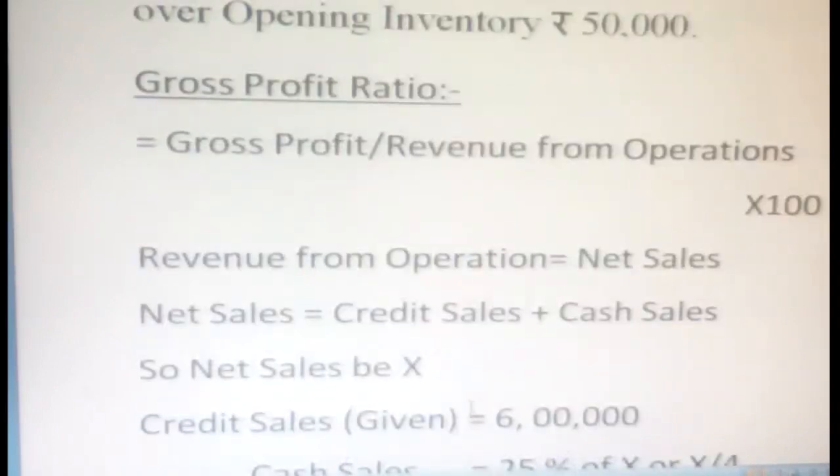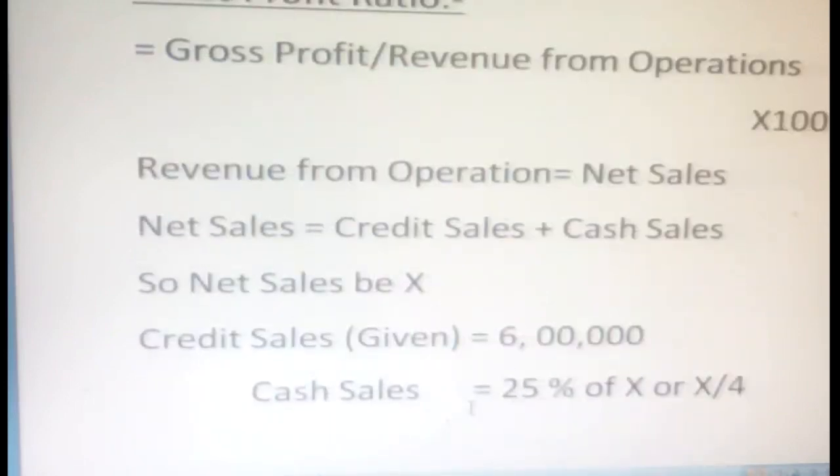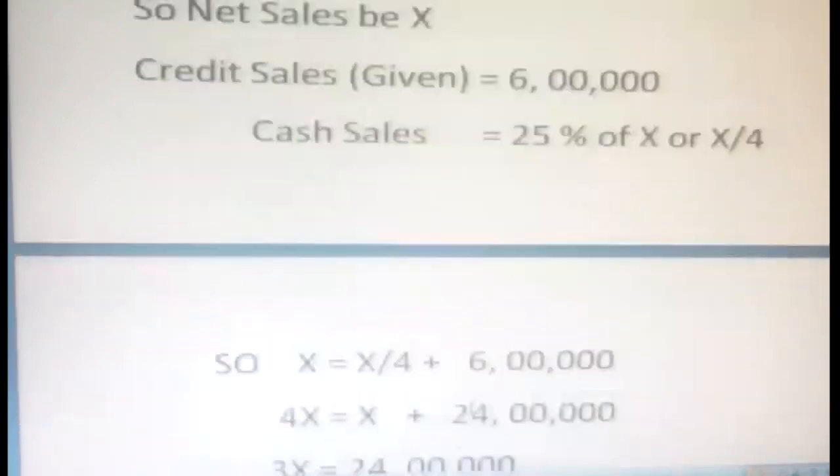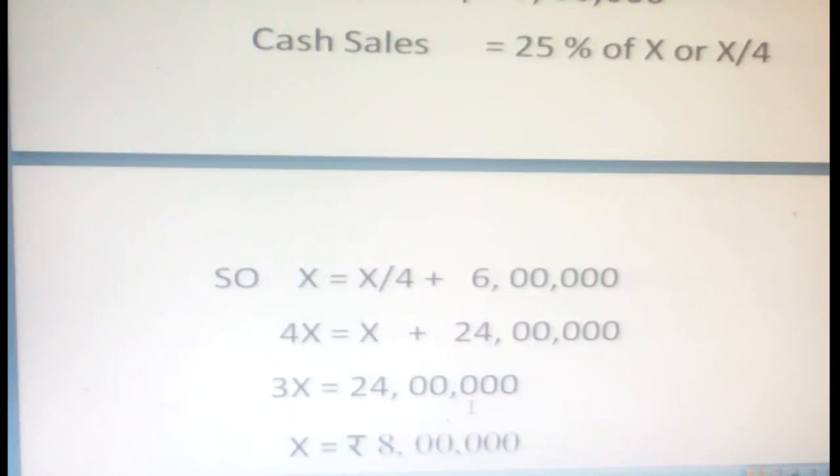What is our net sales? Credit sales plus cash sales. So naturally, consider net sales be X. What is our credit sales given in the problem? 6 lakhs. What is our cash sales? 25% of X, nothing but X divided by 4 for the equation. When you form the equation, X is our total sales, cash sales are X divided by 4, 25% of our total sales, plus our credit sales 6 lakhs. So when you form the equation, 4X is equal to X plus 24 lakhs.